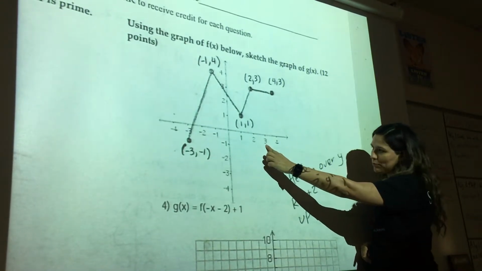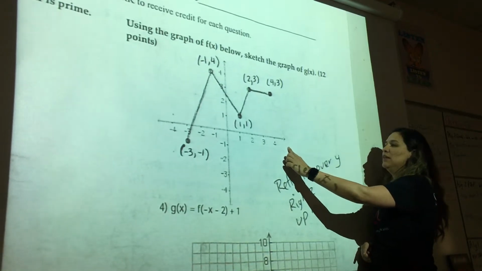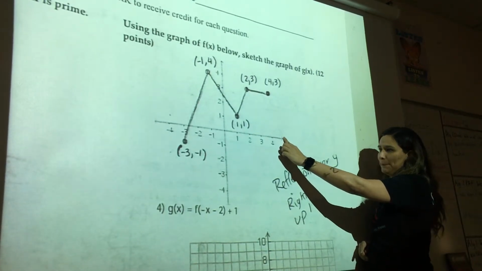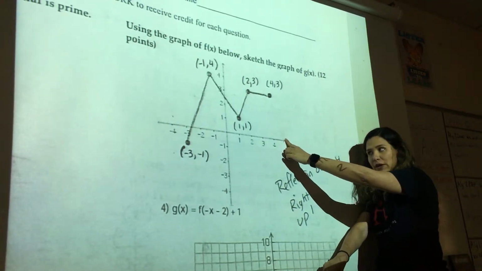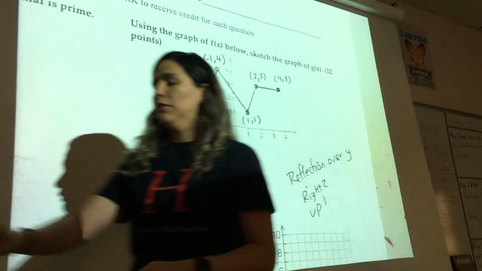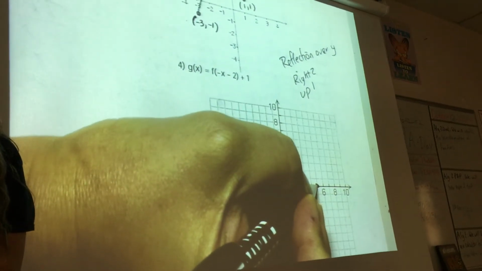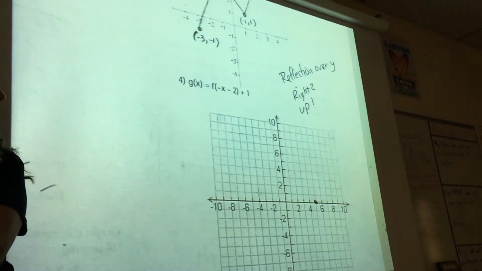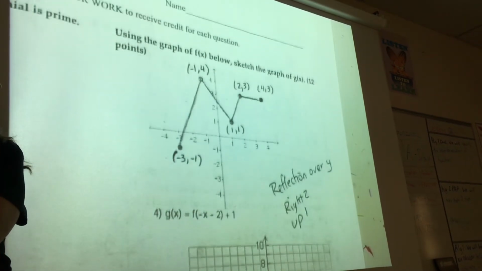Then it says 2 to the right. So I'm at 5, -1. And then I have to move up 1. So I'm at what? 5, 0. So on your graph here, you plot your point at 5, 0. So I'm going to go ahead and do that. Move this up. 5, 0. There it is. Are we okay with that? All right.